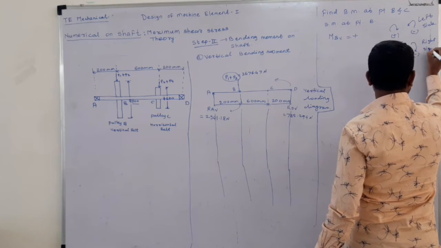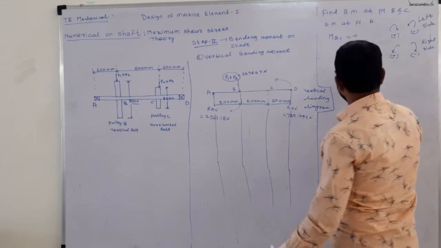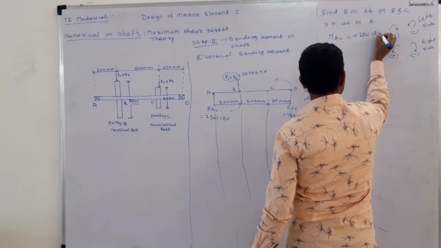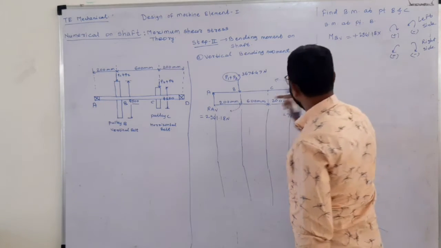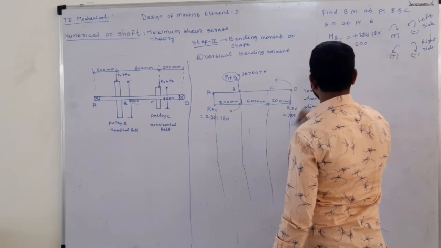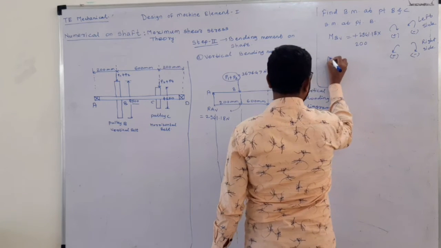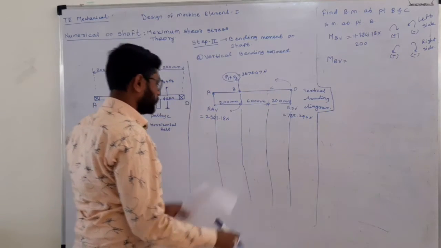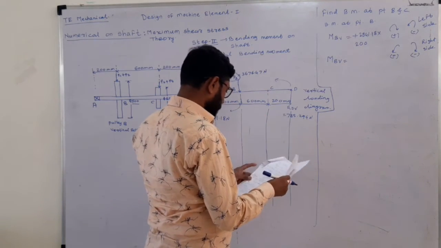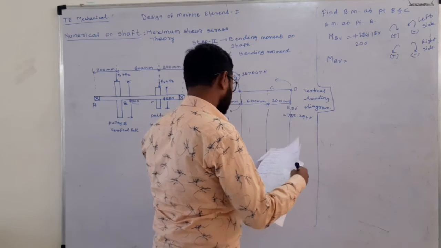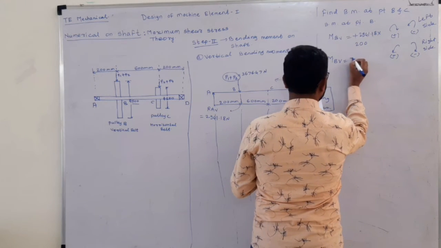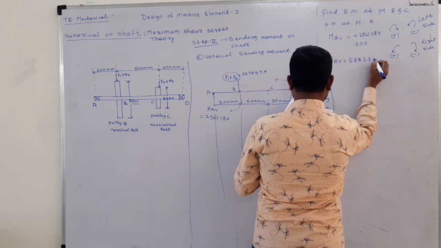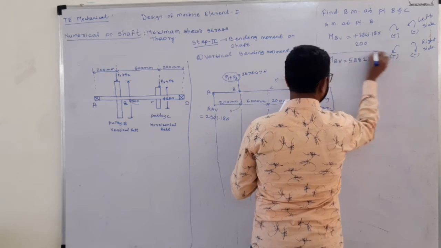This is for the right side. That is 2941.18 into perpendicular distance is 200, means MBP, that is equal to 588.236 Newton.